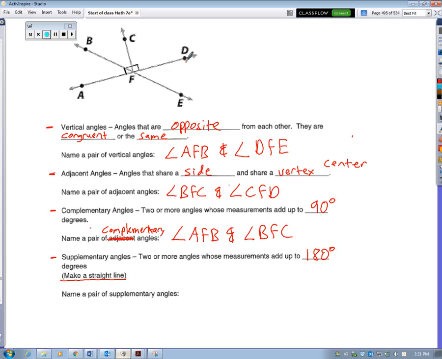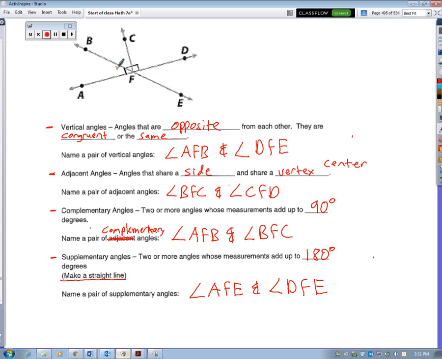Okay, so let's name a pair of supplementary angles. Let's take this angle here and this angle here, and let's name those two because they both make this nice straight line right here. So we're going to go with AFE. And then we're going to go with this angle right here, and we'll go with DFE. Okay, those are your examples of the 4 different types of angle relationships that happen when we have 2 or more straight lines that cross together.